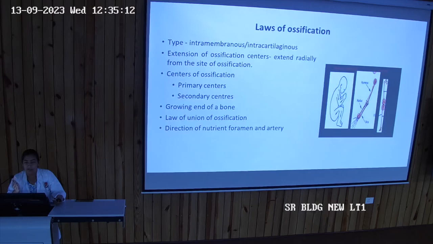Then what are the different centers? Primary center and secondary center. The primary center develops during intrauterine life, and usually around the 8th week of intrauterine life these centers appear. And secondary centers appear after birth. The growing end of the bone is the end which fuses later with the diaphysis.